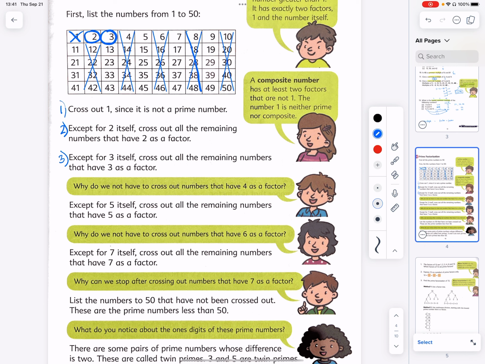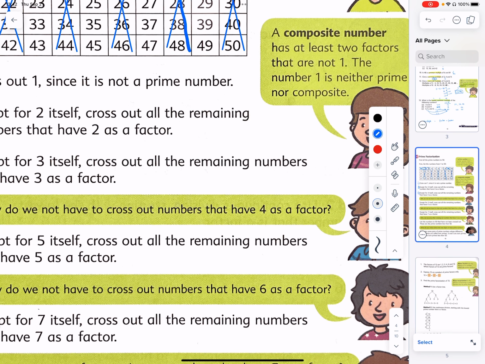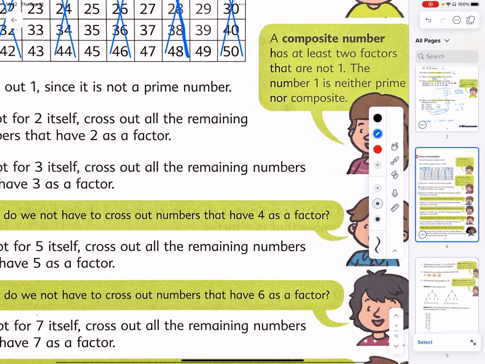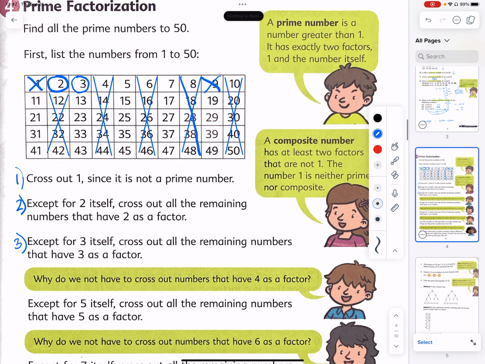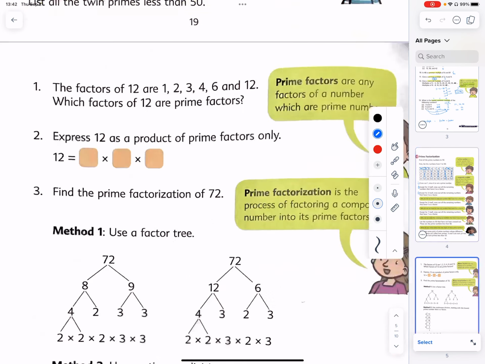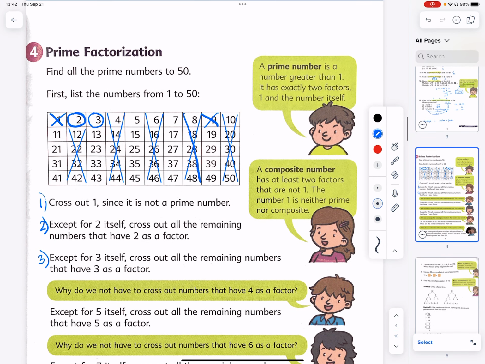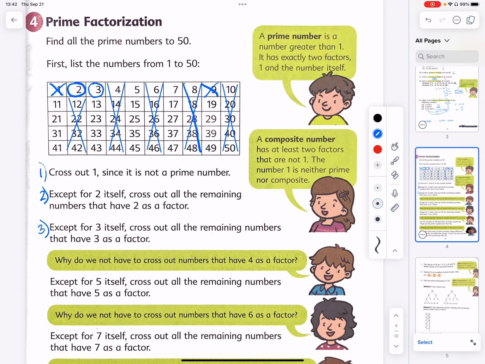So let's highlight number 3 itself, and go ahead and cross out all the multiples of 3, which are part of the multiplication table. So 6 is already out. 9, let's cross out. 12, already out. 12 is out. 13 is in.